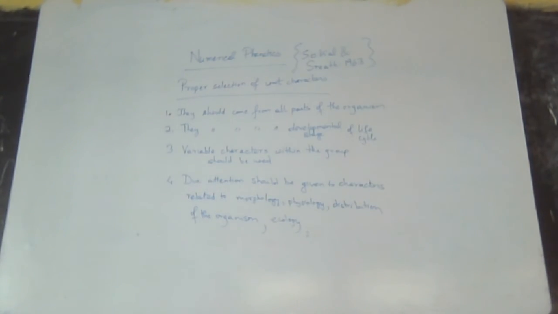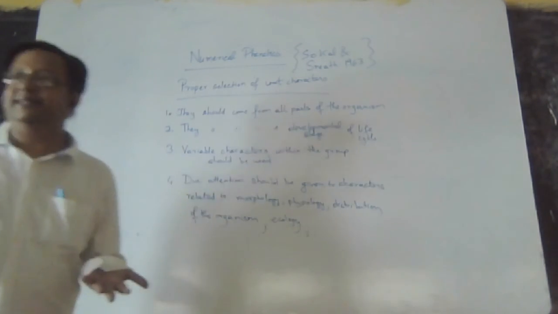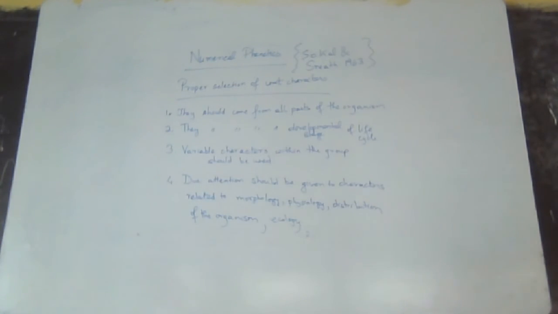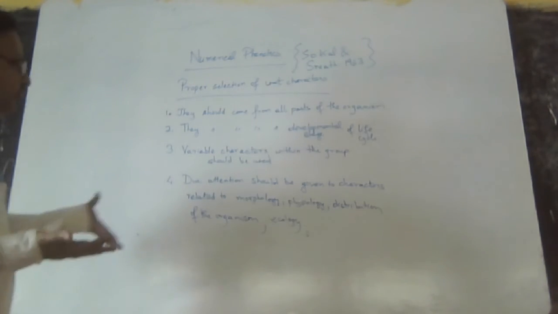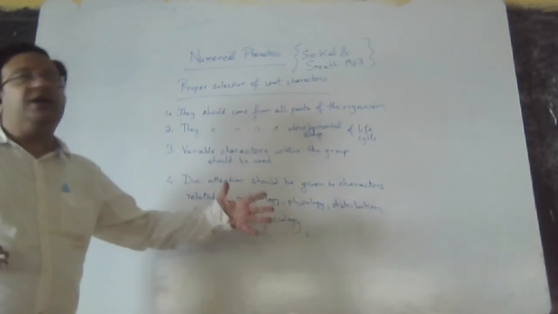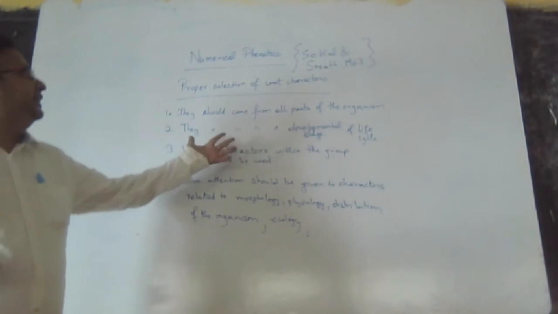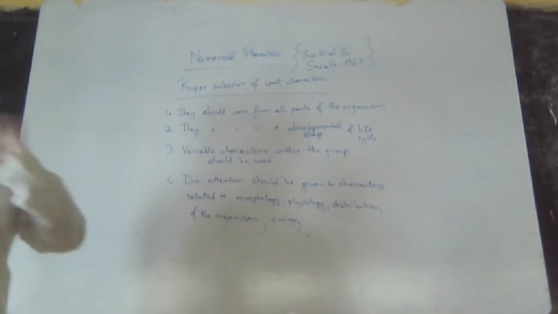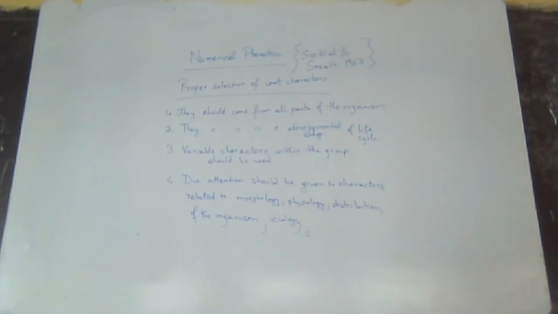Nowadays, numerical phenotype is totally quantitative, because you talk about protein, DNA, sequence, nucleotide, that's the ultimate proof. This was older times, so these 4 things have been given weightage. So according to Sokal and Smith, these are the criteria for proper selection of unit character, which unit character you must take.